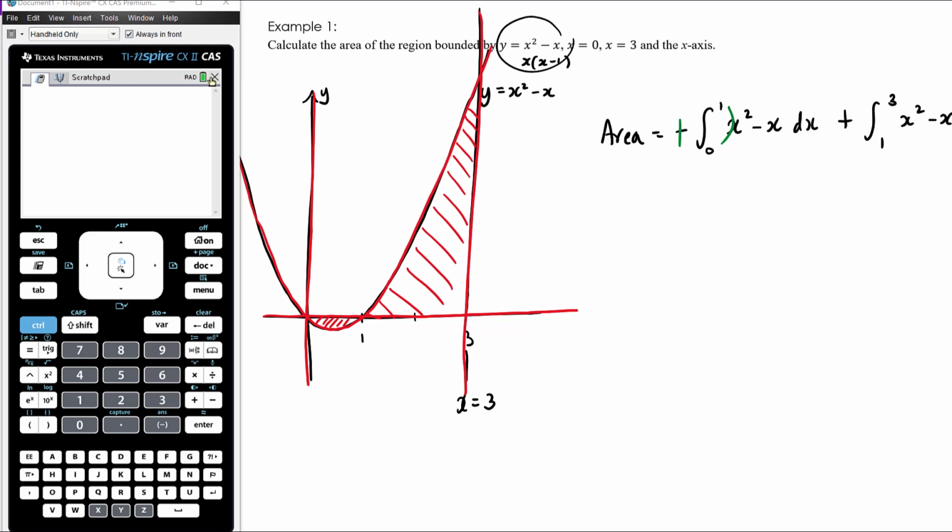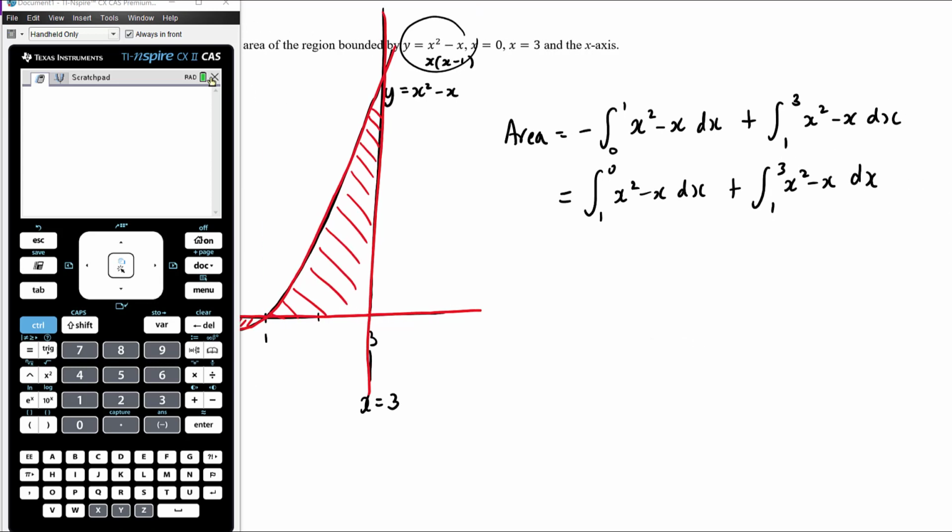Okay, personally I do prefer to rewrite it without negatives out the front. I think it's really easy to miss negatives along the way in your calculation, so I will probably write this as the integral from 1 to 0 of x squared minus x plus the integral from 1 to 3 of x squared minus x dx. Remember, don't forget your dx's. Okay, let's work them out.